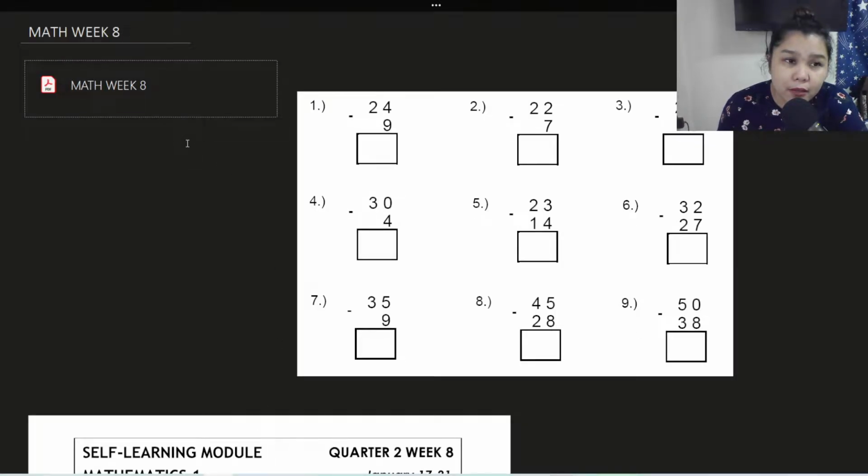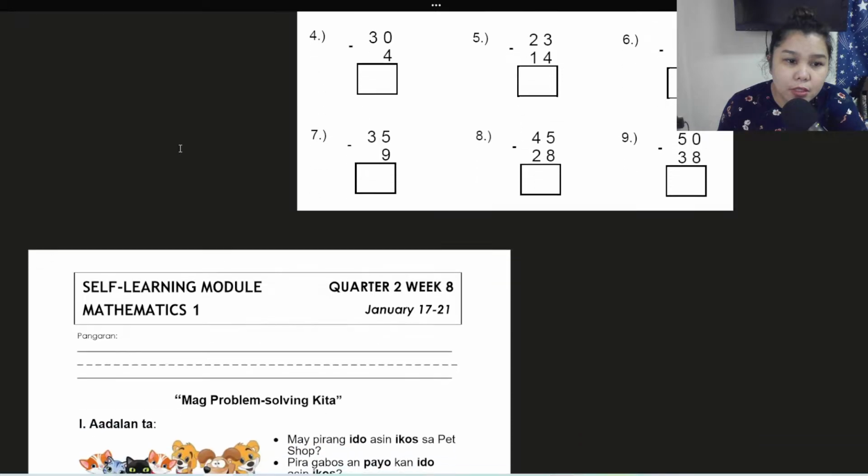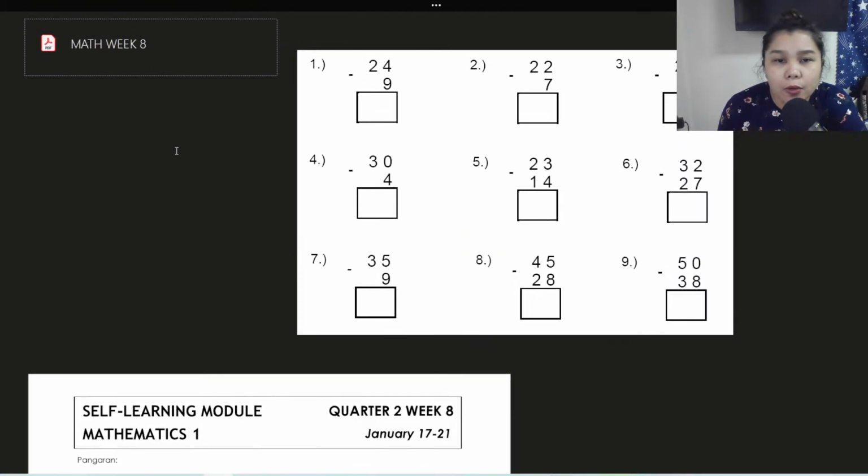This is Math Week 8, using the self-learning module for quarter 2, week 8. But before that, maybe I lacked in explaining how regrouping can be done without the blue and the white chips. So ipapaliwanag ko muna ano.